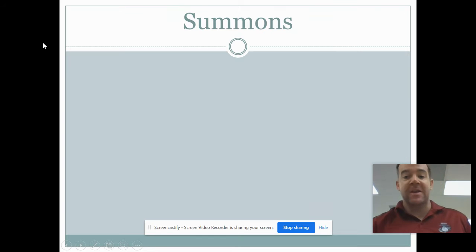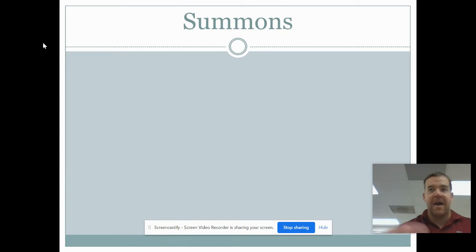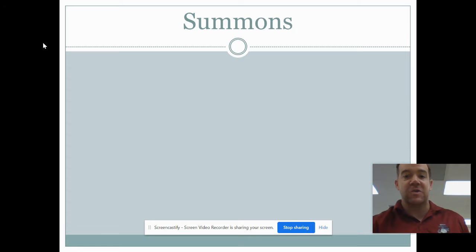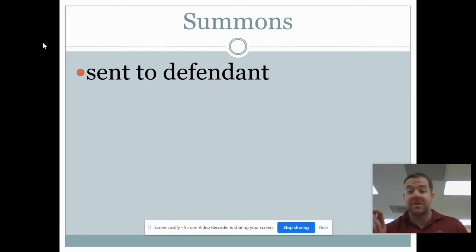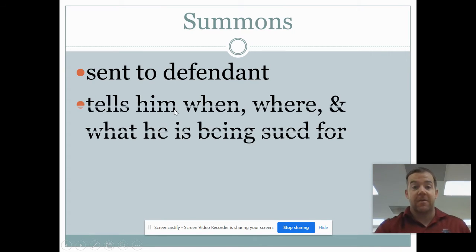The plaintiff goes to court and files the case. So a summons is issued. A summons basically lets the defendant know that they have to appear in court because somebody is suing them. It's sent to the defendant and tells them when and where and what they are being sued for. So you need to be at court on such and such date because of this reason. This is why the plaintiff is suing you.